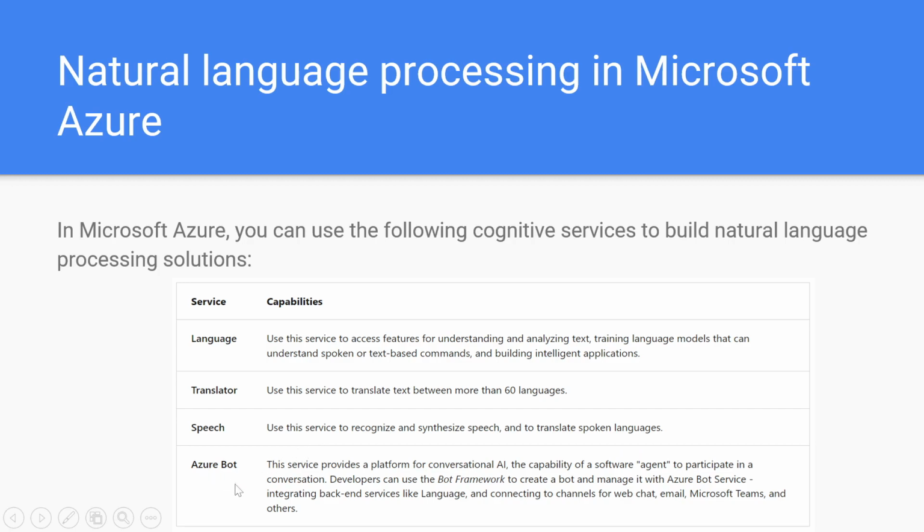We have Azure Bot. This service provides a platform for conversational AI, the capability of a software agent to participate in a conversation. Developers can use the Bot Framework to create a bot and manage it with Azure Bot Service, integrating back-end services like language, and connecting to channels for web chat, email, Microsoft Teams, and others. So these are the services: the language, the translator, speech, and Azure Bot.